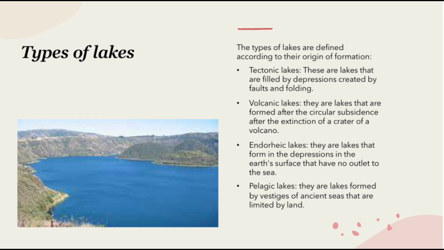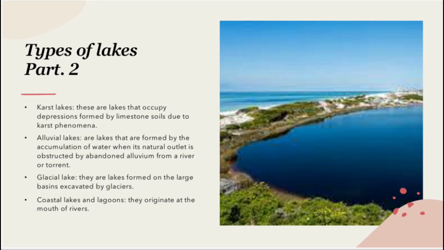Pelagic lakes are lakes formed by pipes. Types of lakes, Part 2. Karst lakes are lakes that occupy depressions formed in limestone soils due to the karst phenomenon. Alluvial lakes are lakes that are formed by the accumulation of water when its natural outlet is obstructed by abandoned alluvium from a river or torrent.